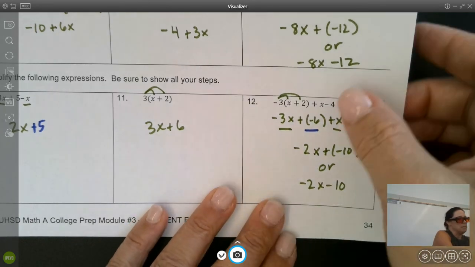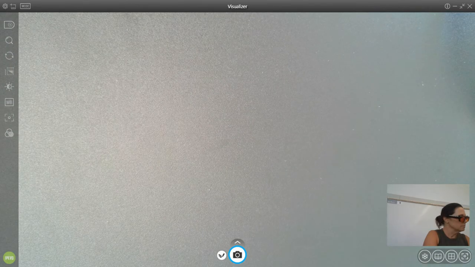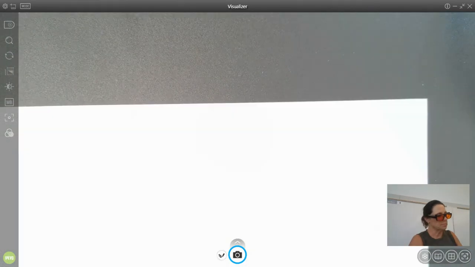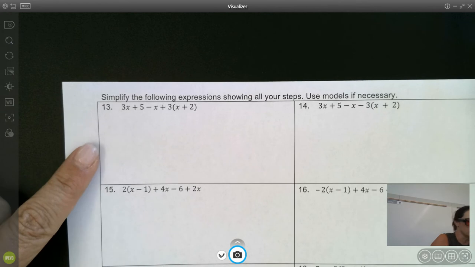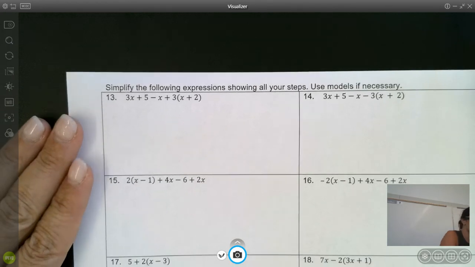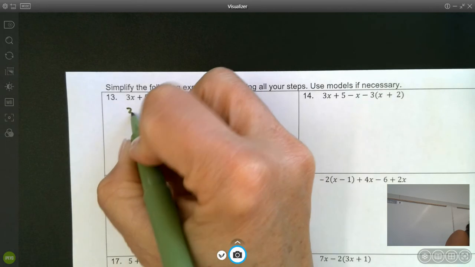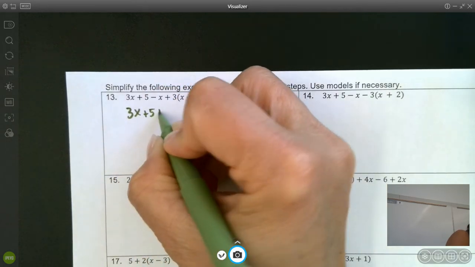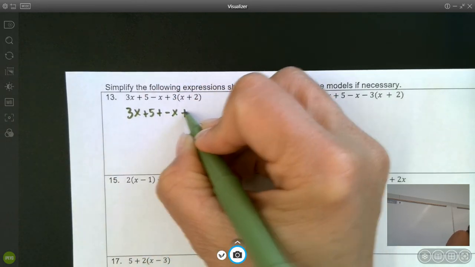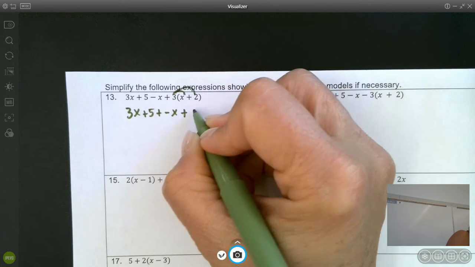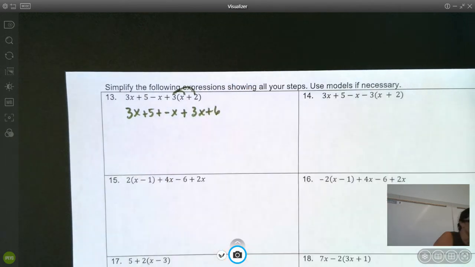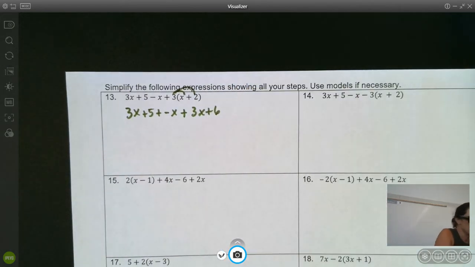All right, next page. Okay, again, we're gonna distribute first, and I'm changing my minus signs to plus negatives. 3x plus 5 plus a negative x plus, this would be 3x plus 6. Okay, now, here are my x terms.